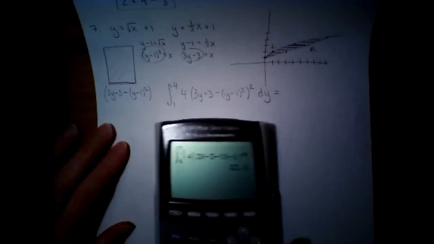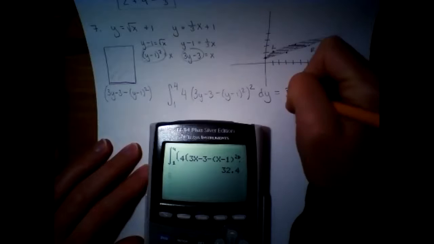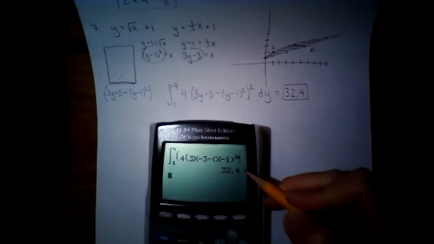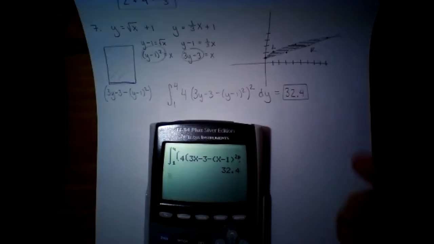All right, 32.4. And you can just write 32.4. Some people put the zeros at the end. That's fine too. If the decimal stops and that's all that it is, then you're fine to just put that because that's the entire answer. It's not like you rounded it off or anything. That's just it.